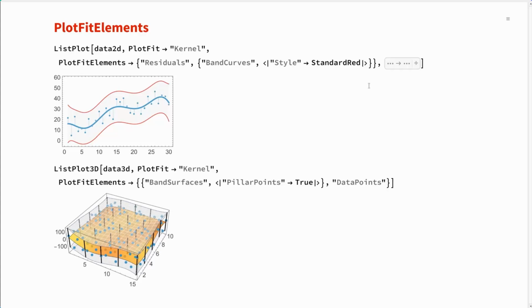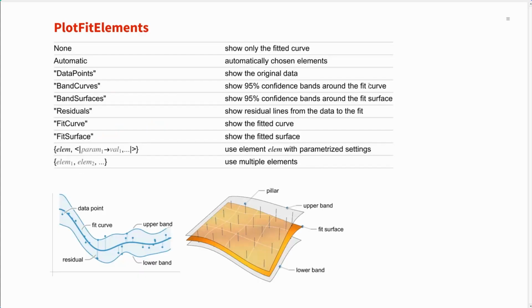The other thing that PlotFitElements controls is the style used to draw the elements, and the way to do that is to use the second to last form in this table, where the association contains parameterized settings. So for example, if we want to set a different style for band curves, then we can add that using the style key in the association corresponding to band curves.